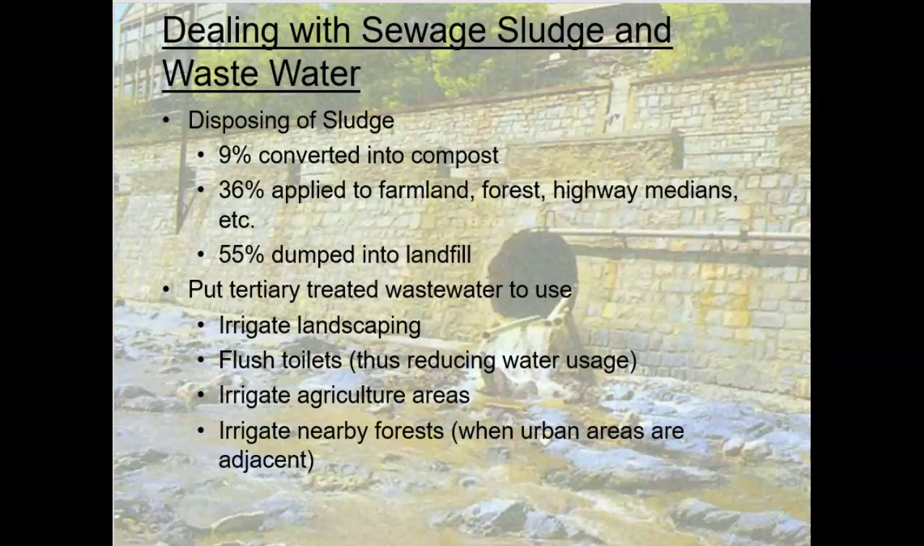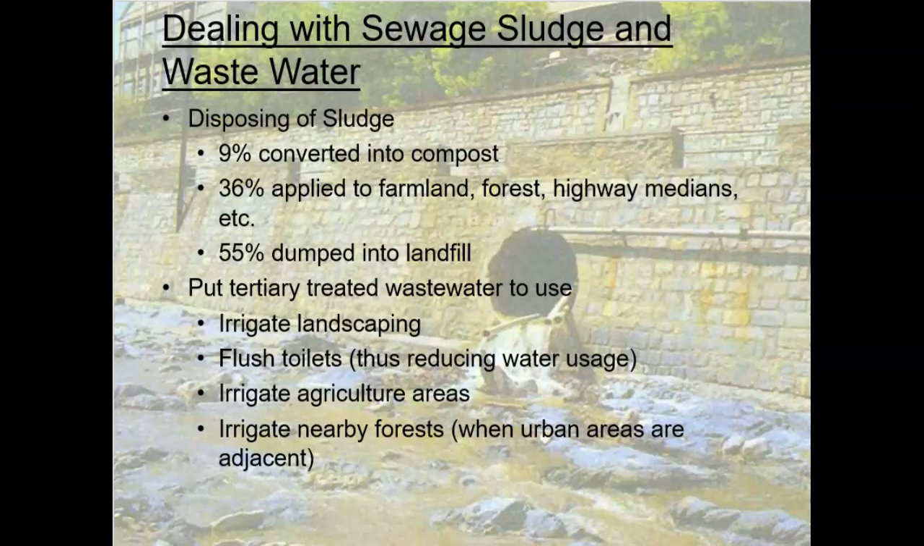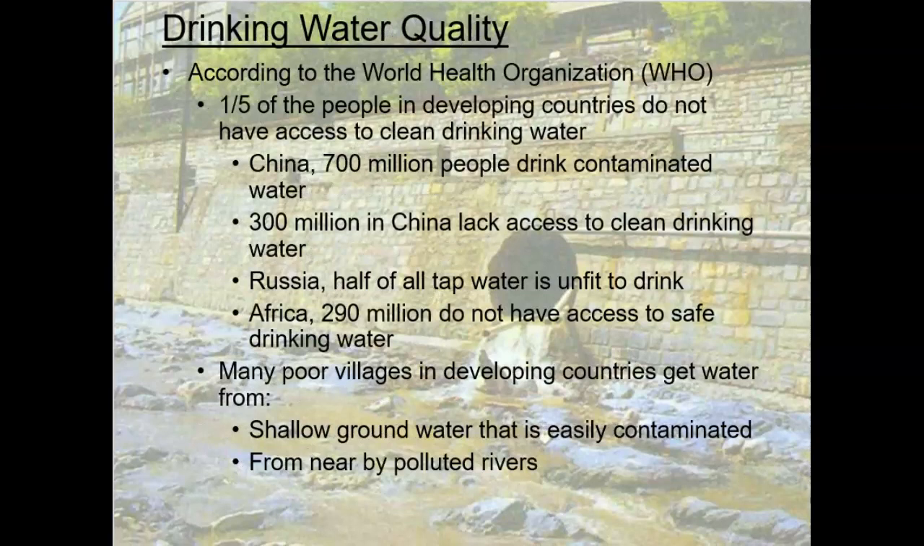So then what do you do with this tertiary treated water? Much of it could be used to irrigate landscaping, which is probably not a risk because it's at a higher level in the ground. Using it for flushing toilets, which is what they do, and I believe we're doing it at San Jose State, taking that tertiary treated water on campus. I'm pretty sure we're using it for the fields at the football field as well. And if you're in an urban area and you're near a forest, you could use that water to irrigate the forest. So drinking water quality, right?